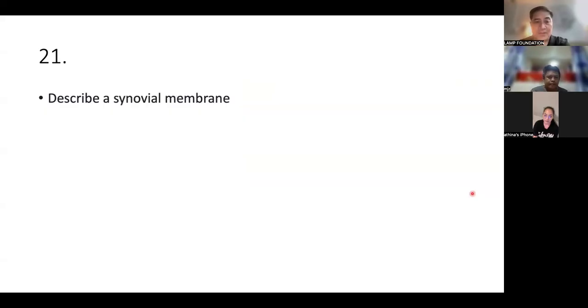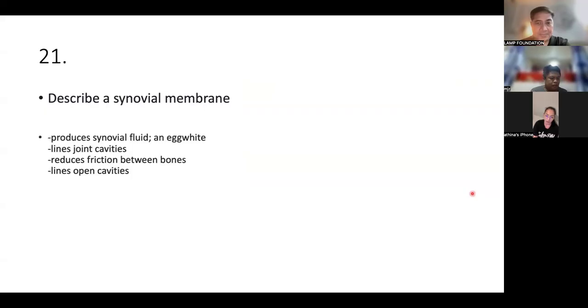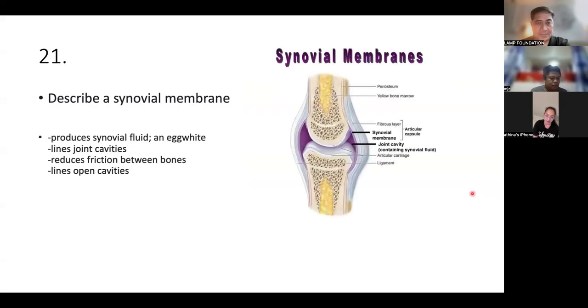From mucous membrane, we go to synovial membrane. The synovial membrane lines open cavities. They reduce friction between bones and they line joint cavities. It produces synovial fluid and it's an egg white color. So every time we talk about bones, to prevent or reduce friction, we have the synovial membrane.